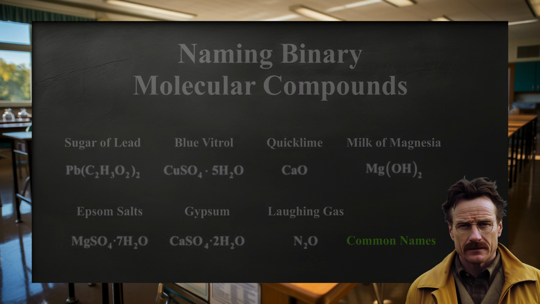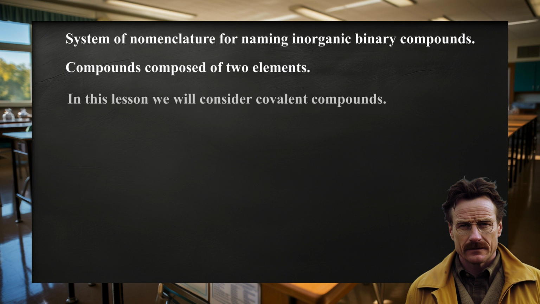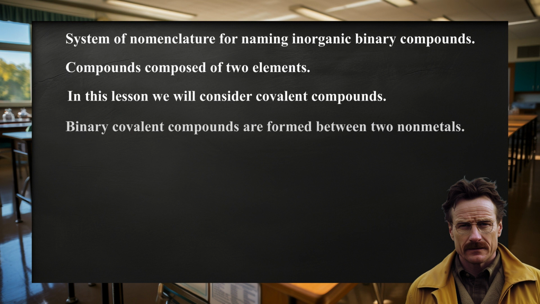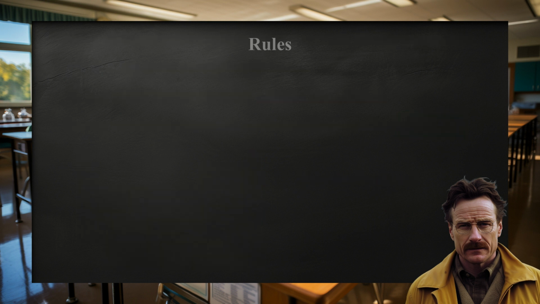We will begin with the system of nomenclature for naming inorganic binary compounds, compounds composed of two elements, which we classify into various types for easier recognition. In this lesson, we will consider covalent compounds. Binary covalent compounds are formed between two nonmetals. The compound is a molecular compound. We will follow the following rules when naming these compounds.